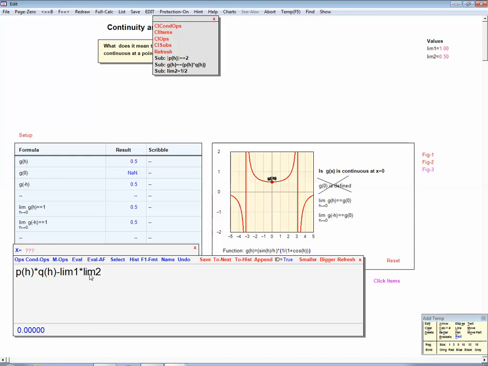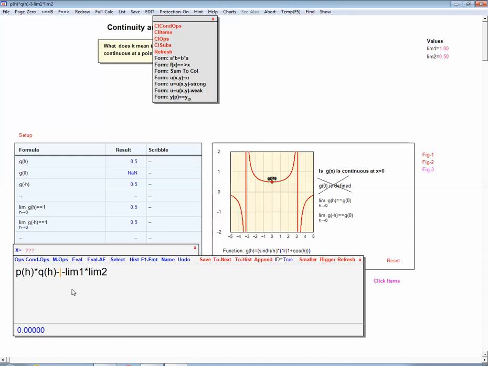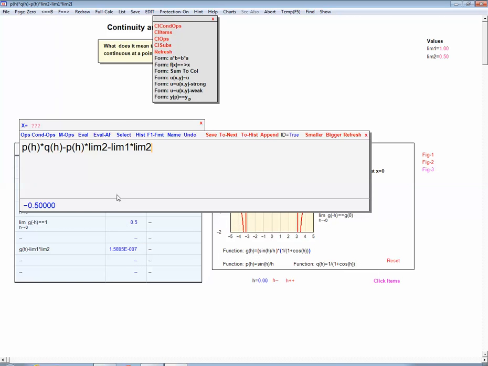So let's do that. We're going to subtract off p of h times, now I'm going to take something from the back end, and I'm going to take lim 2. And of course that changes my formula. My formula used to evaluate to 0 essentially. This is very close to 0.